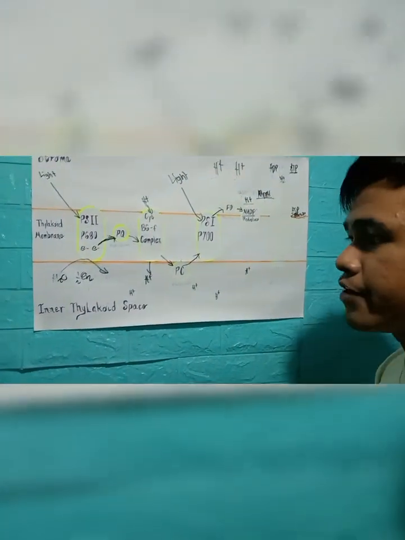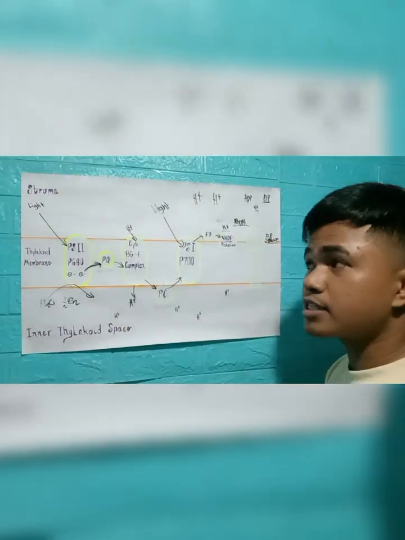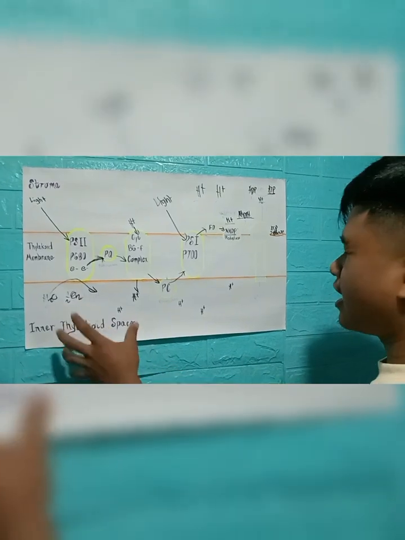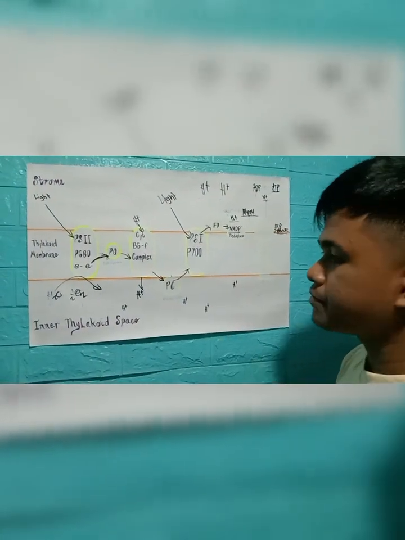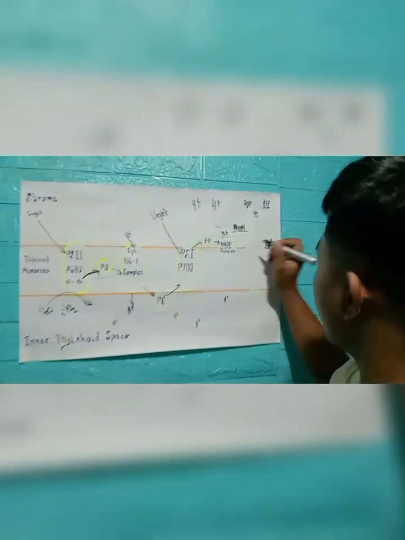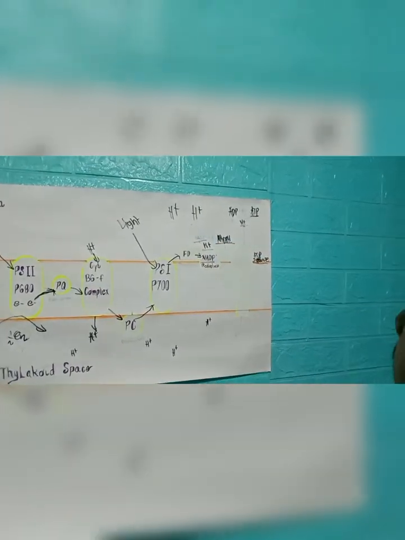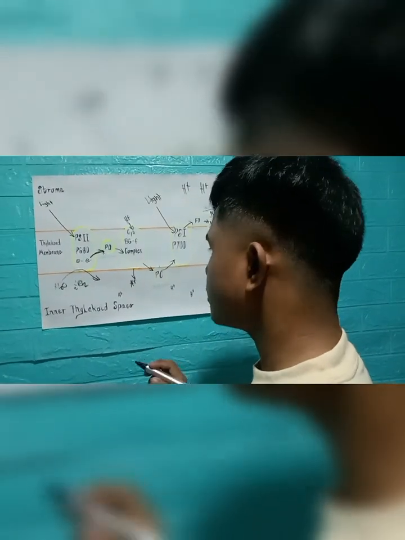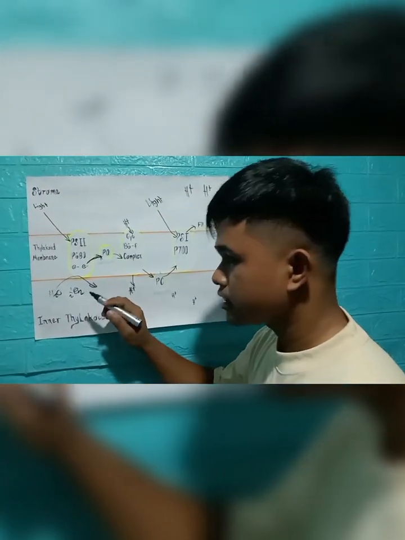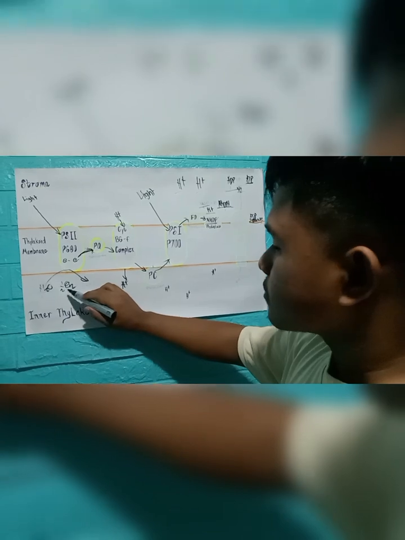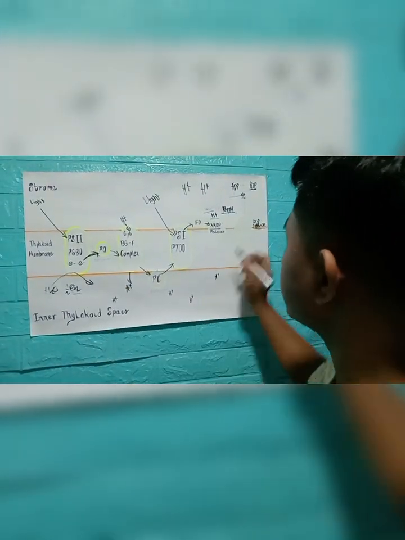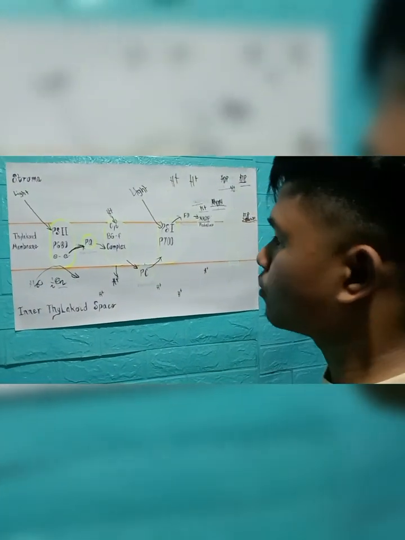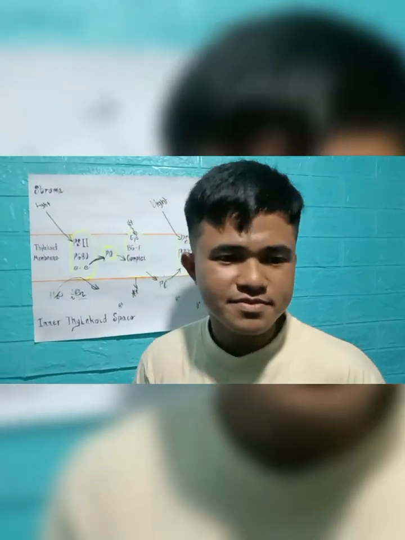So the reactants of the light-dependent reaction are H2O, NADP plus, and ADP. The products are oxygen gas, NADPH, and ATP. And that's all. Thank you.